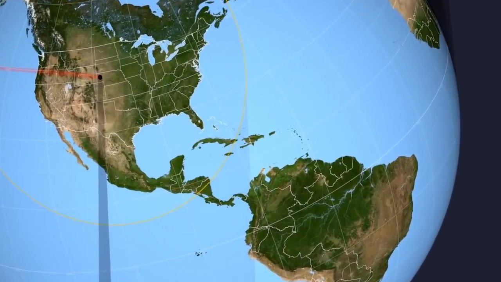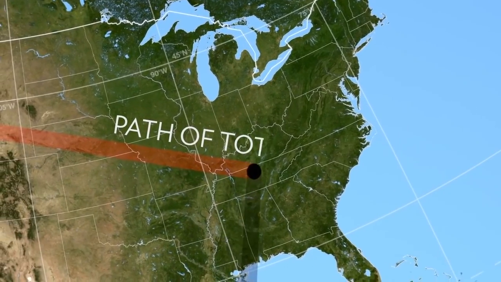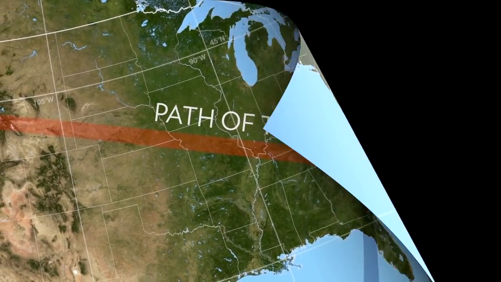When the sun, moon, and earth align perfectly, a total solar eclipse will take place. This type of eclipse can only be seen if you are standing within the path of totality, an imaginary pathway that the umbral shadow follows.